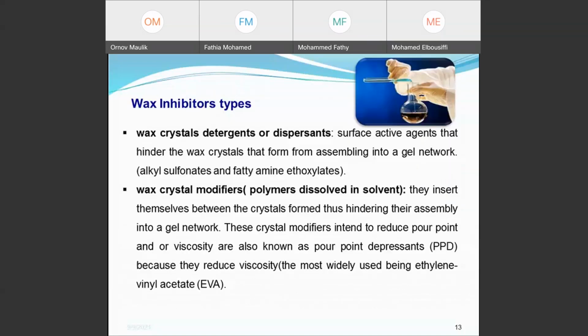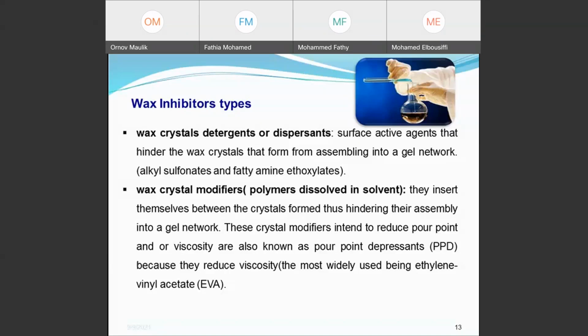The third type of mitigation of the wax problem is adding wax inhibitors. Here are the two main wax inhibitor types. First, wax crystal detergents, also called suspensions or dispersants, and the second, wax crystal modifiers. Wax crystal detergents are surface active agents that hinder the wax crystals that form from assembling into a gel network. Some examples are alkyl sulfonates and fatty amines. The second one is crystal modifiers, which are polymers dissolved in solvent.